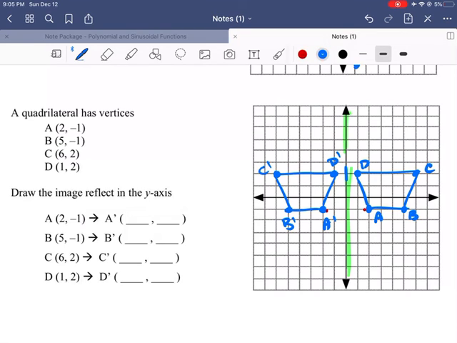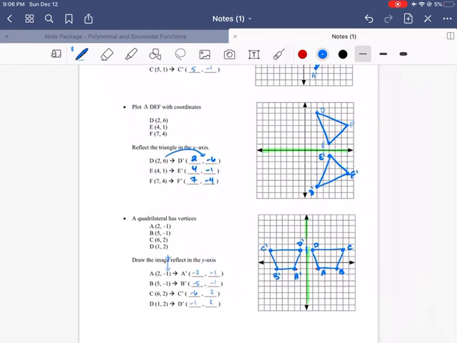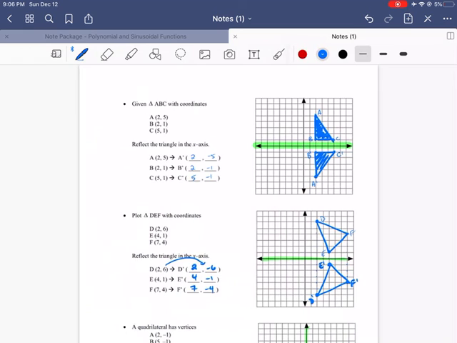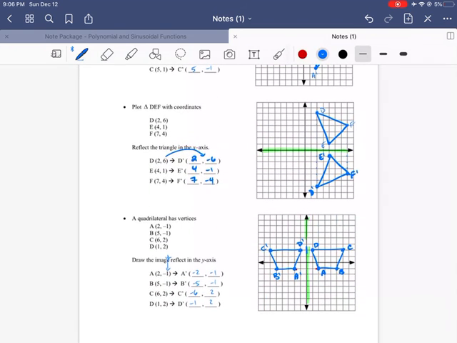So again, your y coordinates are not going to change, so you can keep the y coordinates, which are all of these ones, the exact same. So -1, -1, 2, and 2. Now your x coordinates, they just become negative. So -2, -5, -6, and -1. All right, and that's it.